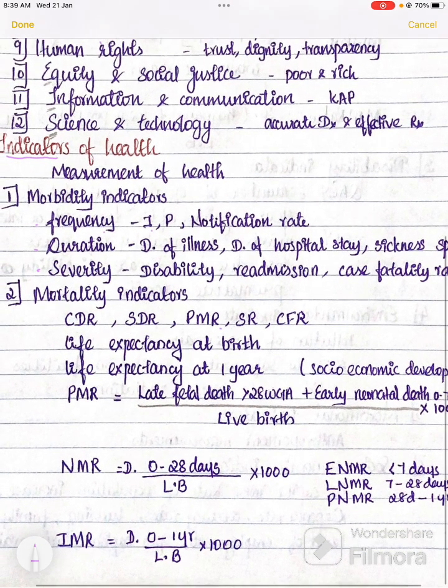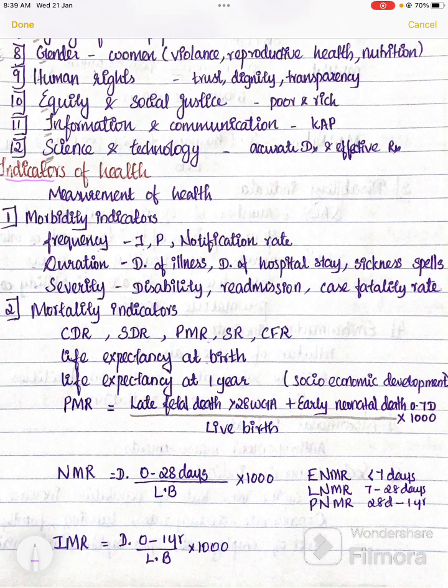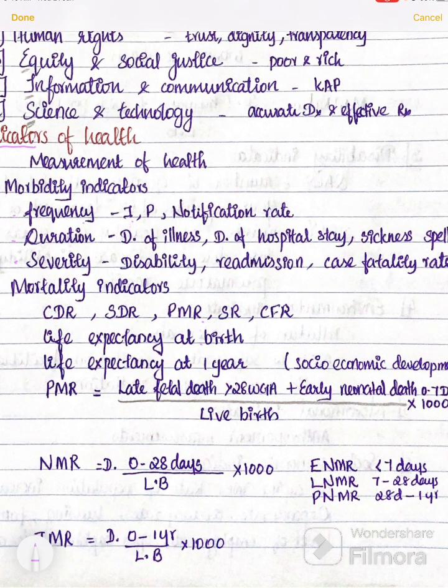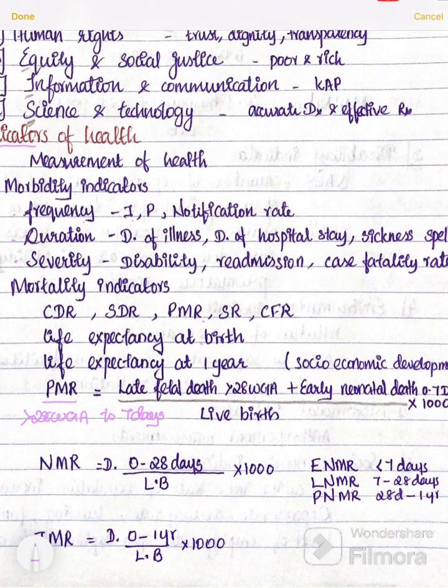Next one, life expectancy at birth and life expectancy at 1 year. A very important indicator for socioeconomic development. Then perinatal mortality rate. The perinatal period is from more than 28 weeks of gestational age to 7 days after delivery. So any death of children within this period is called perinatal mortality. The denominator will be live births, and the multiplier is 1000.